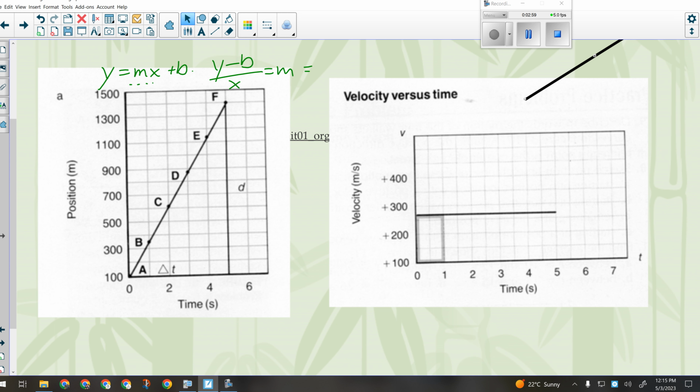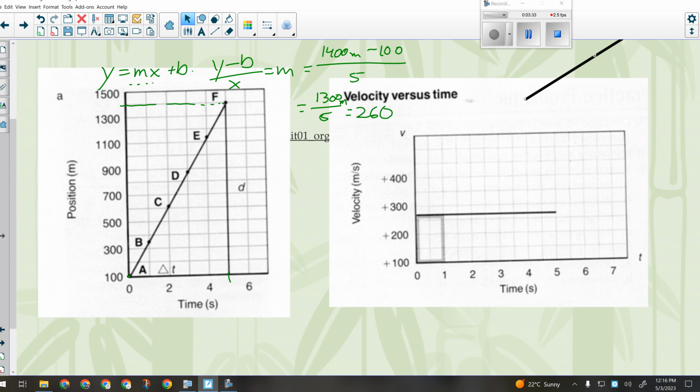All right, so if I plug in numbers from this graph into that equation, look what happens. I'm just going to use this as my y value up here. Okay, it's going to be 1,400 meters. And I'm going to use b. B is down here. This is my y-intercept, and it's 100. And I'm going to divide that by the total time, which according to this graph is 5 seconds. Okay, so 1,400 minus 100 is 1,300. Over 5, I believe, is 260.